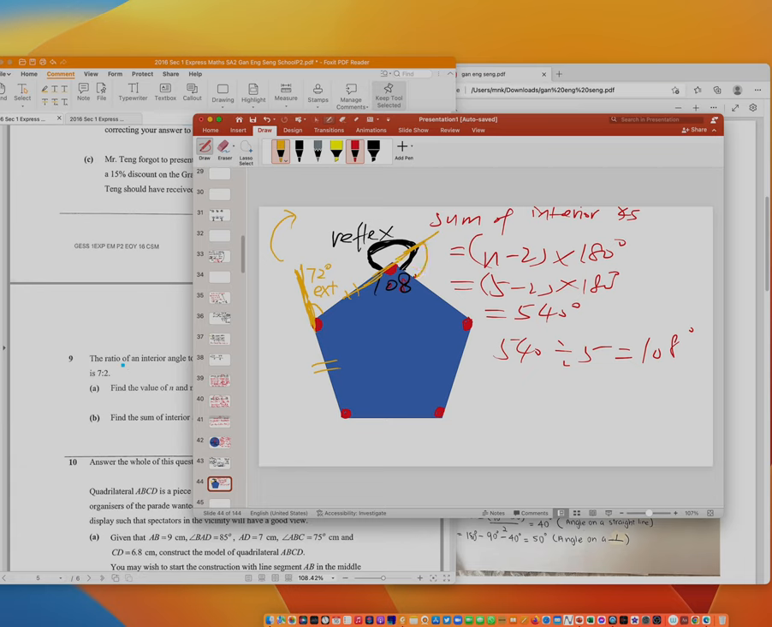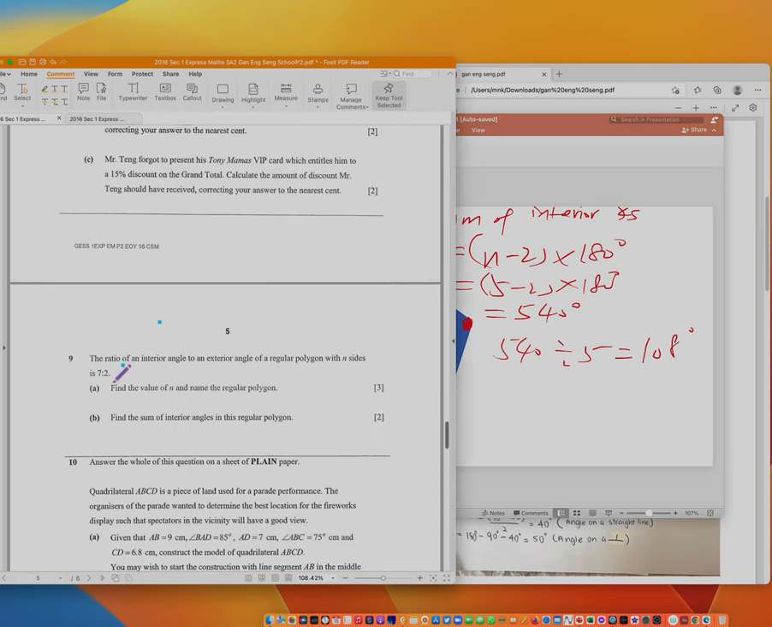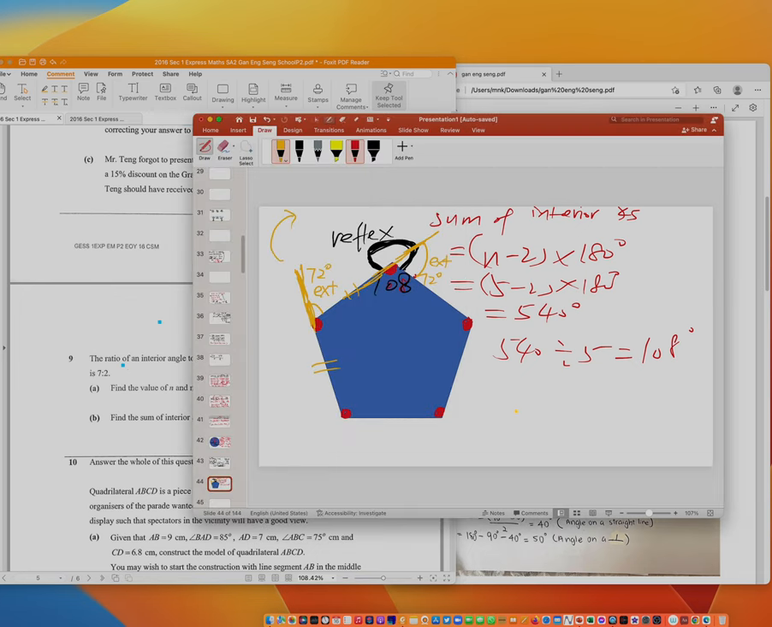Can you see the difference between the reflex and the exterior? The exterior will be 72 or so. So you have 5 interior, you have 5 exterior. Does it make sense? Okay, so this is the understanding. They say the ratio of the interior to the exterior is 7U to 2U. So 9U is 180 because they will give you 180, so U is 20.